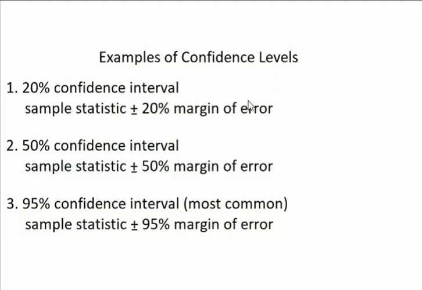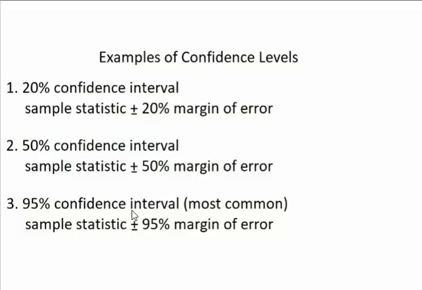So here's some examples of different confidence levels. When a person creates a confidence interval, the person actually chooses how confident they're going to be in their conclusion. If I'm creating a confidence interval, I might decide that I want to be 20% confident in my conclusion. I might decide that I want to be 20% confident that the population parameter is inside the interval. Or I might want to be 50% confident, or I might want to be 95% confident.